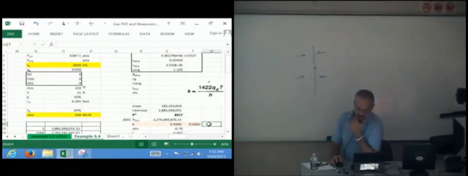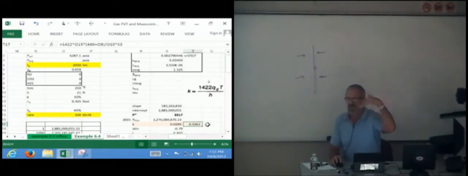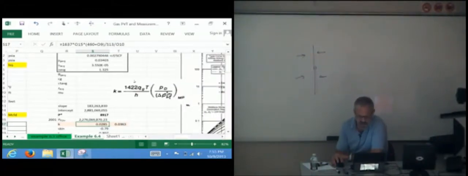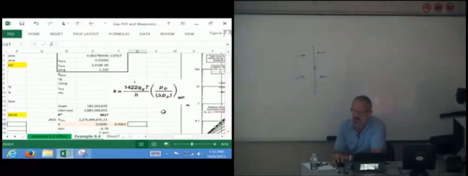Now, I can get exactly that number by adjusting my pressure just a little bit, and that's the way I normally do it. I get my 285 from my Horner plot. The other way to go here is to calculate what my match point should be. Let's do that. I'm going to calculate P sub D over delta pseudo pressure match point using the known permeability that I have.